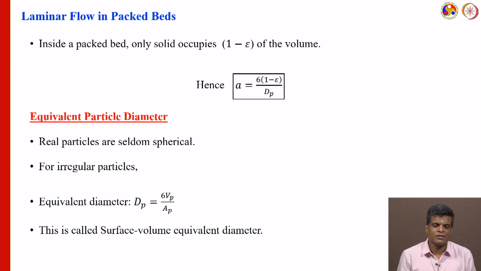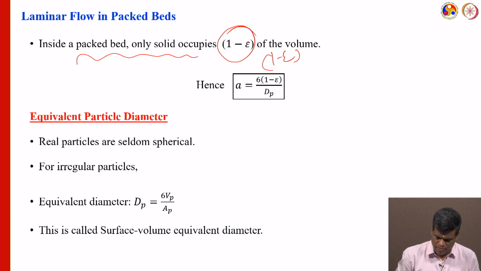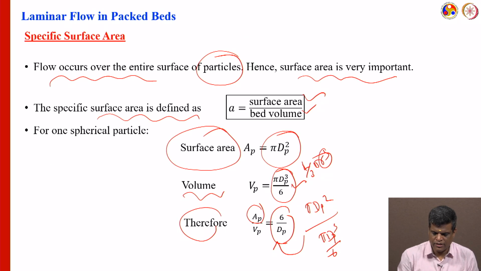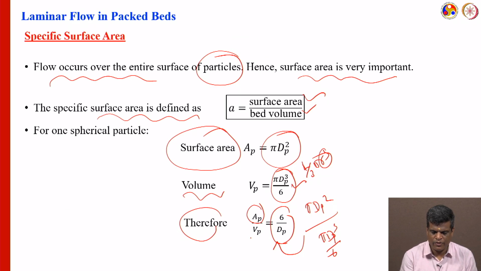Sometimes, if you want to include the void fraction inside the packed bed, we use 1 minus epsilon. Epsilon is the void volume, that is the porosity, so 1 minus epsilon is how much volume the solid occupies. In the same equation, we can write 6 by dp, so A equals 6 times 1 minus epsilon by dp. That is the way we write A, the specific surface area. The specific surface area Ap by Vp we can write as A equals 6 by dp.